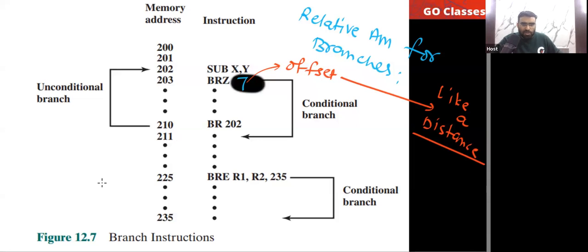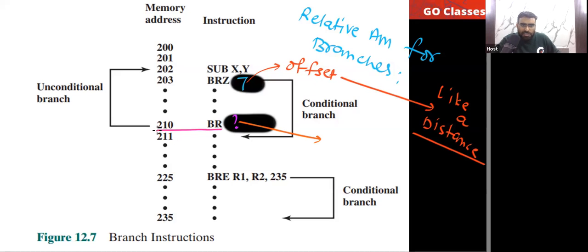You tell me about the remaining. What should I write here? This is jumping to 202. What should I write here? Remember, this is jumping to 202.